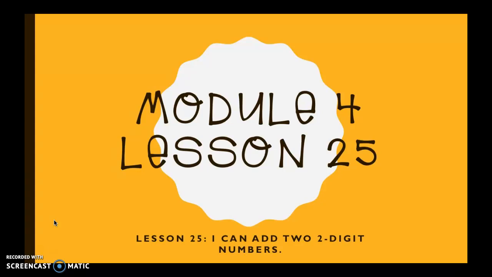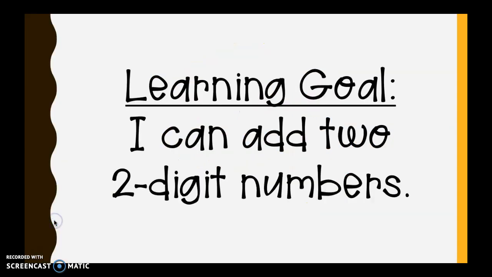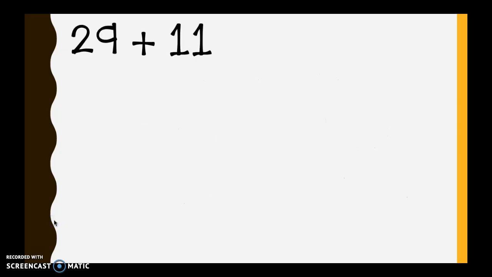Yesterday we did work where we were adding gigantic numbers together. Today we're going to do some of the same. Our learning goal for today says, I can add two two-digit numbers. And remember, a two-digit number is a number that has tens and ones. Here we go. Now here's our first problem, 29 plus 11.